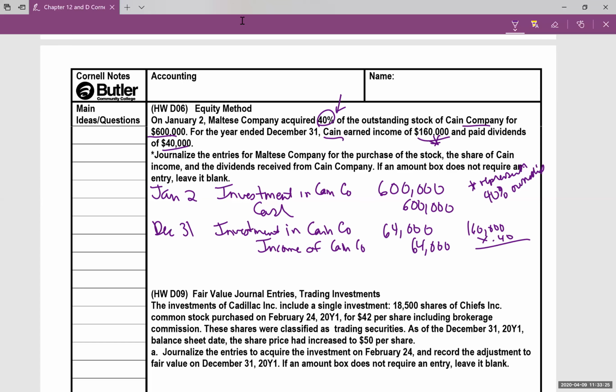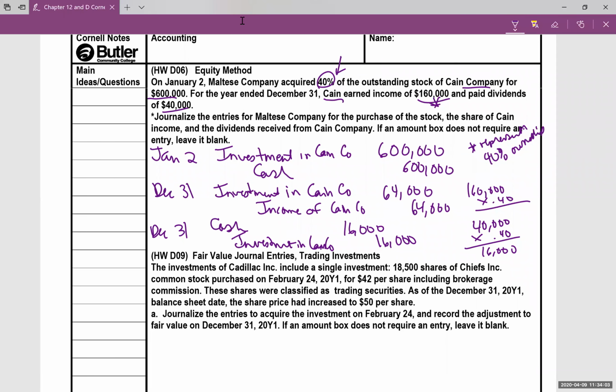Then finally, December 31st, they paid dividends of 40,000. Well, they're not going to get the 40,000, right? They're only going to get 40% of that. So Maltese is going to receive a $16,000 dividend. And so Maltese got cash of 16,000, and they're going to credit investment in Kane Company for 16,000. Okay, so follow along that pattern when you do your homework. If you want to read up more, I know I'm sort of skimming this. Please, please, please, by all means, read the chapter.